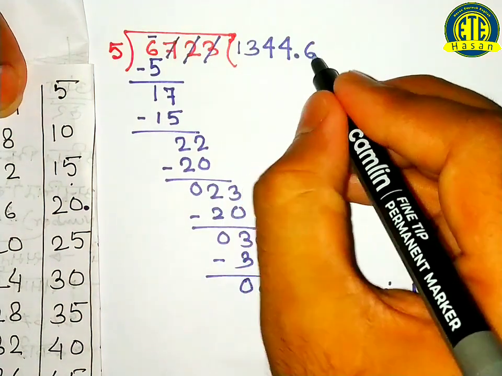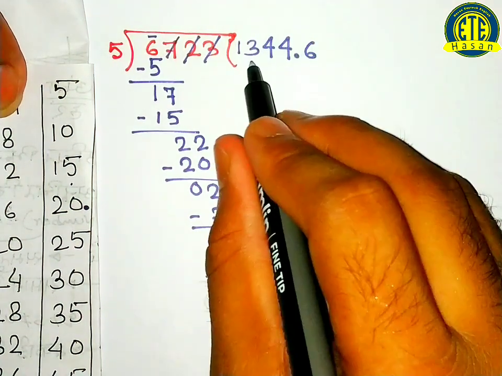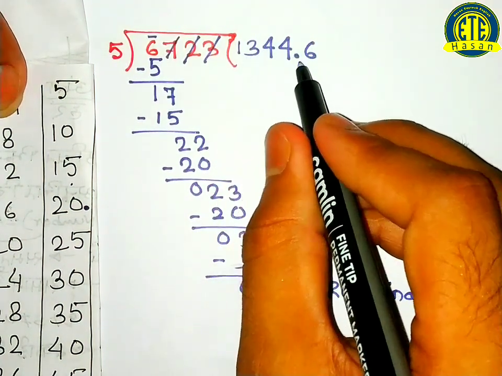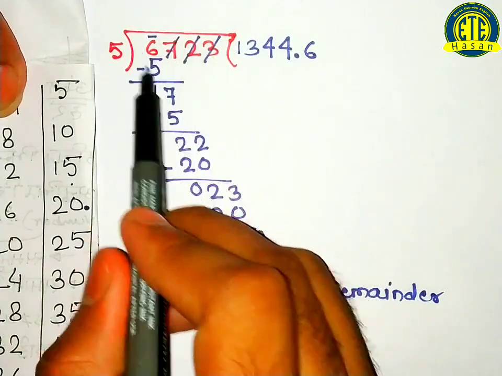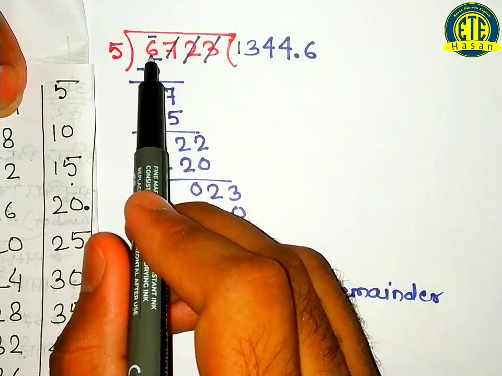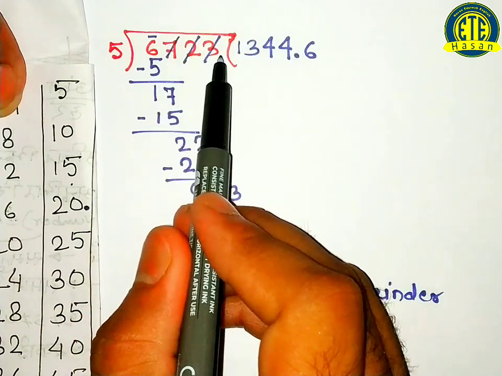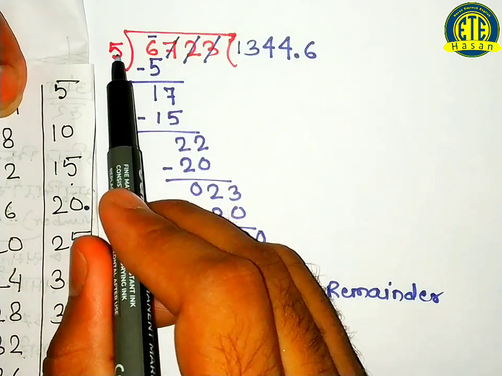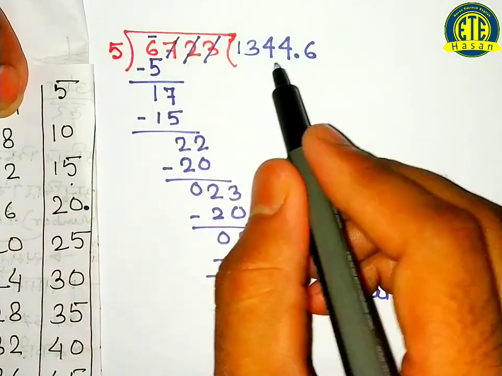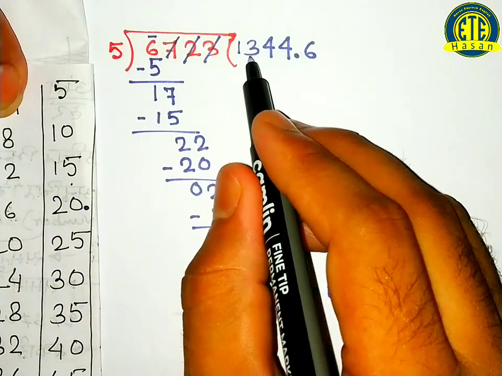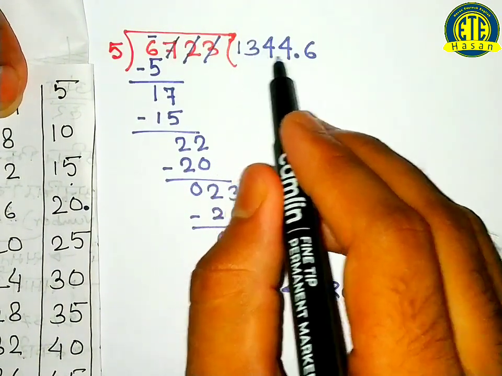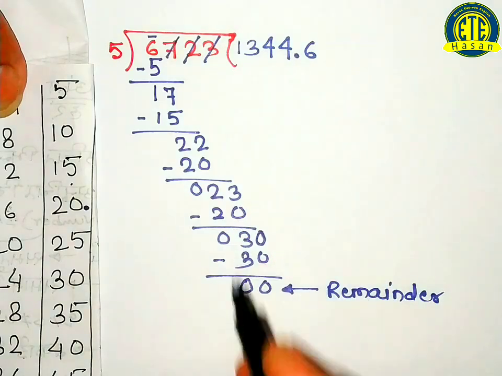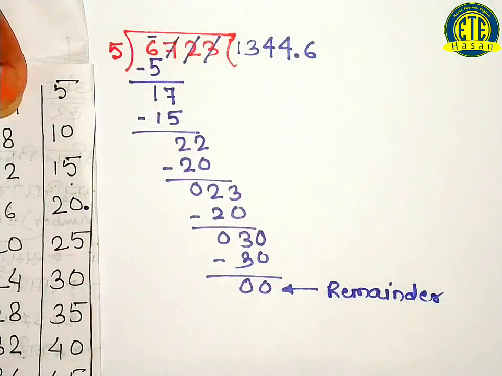Here is your answer: 1344.6. It means if we have a fund of 6,723 rupees and we have to divide it among 5 people, we will get 1344.6 rupees each. So this is our answer.